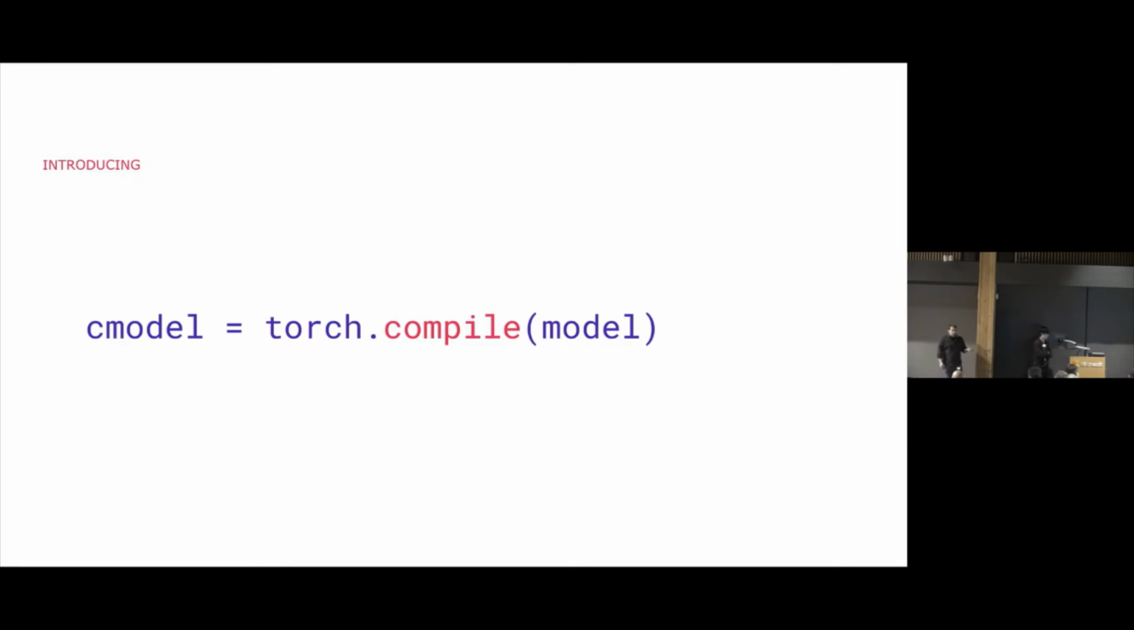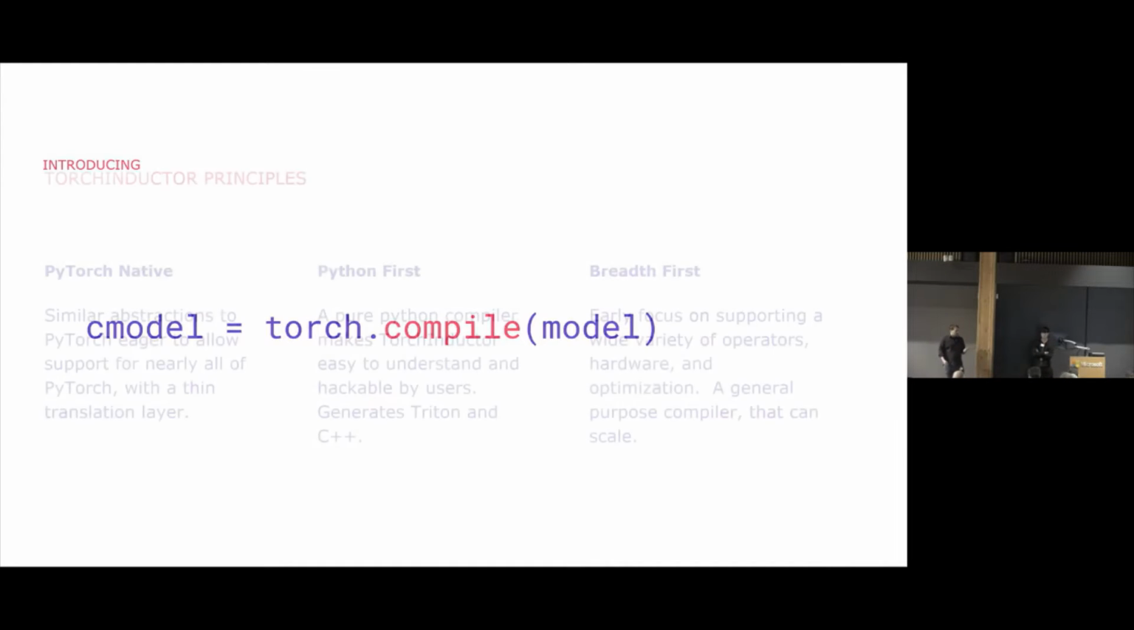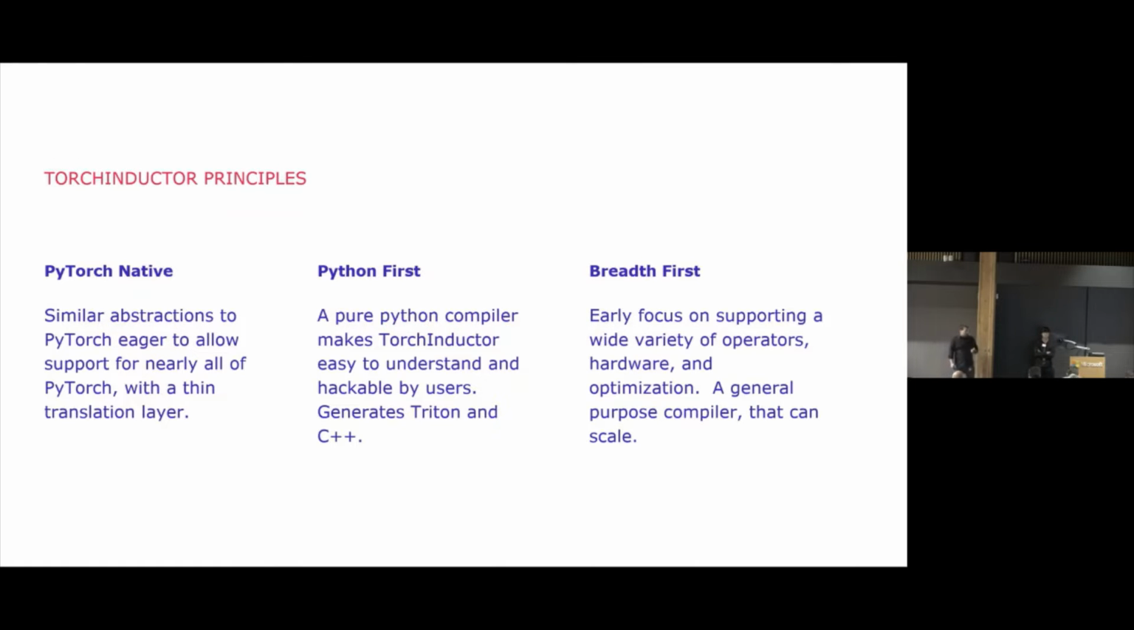TorchInductor is a new backend for torch.compile, which converts PyTorch programs into Triton code. And so to motivate a little bit about the design of TorchInductor, I'm going to talk about some of the principles that motivated that design. So the first was we wanted TorchInductor to be PyTorch native. PyTorch has a lot of design choices, such as exposed tensor strides, views and mutation, which are different than a lot of other frameworks and hard to represent in some existing compiler paradigms. And so we wanted a compiler which really closely matched the abstractions of PyTorch.